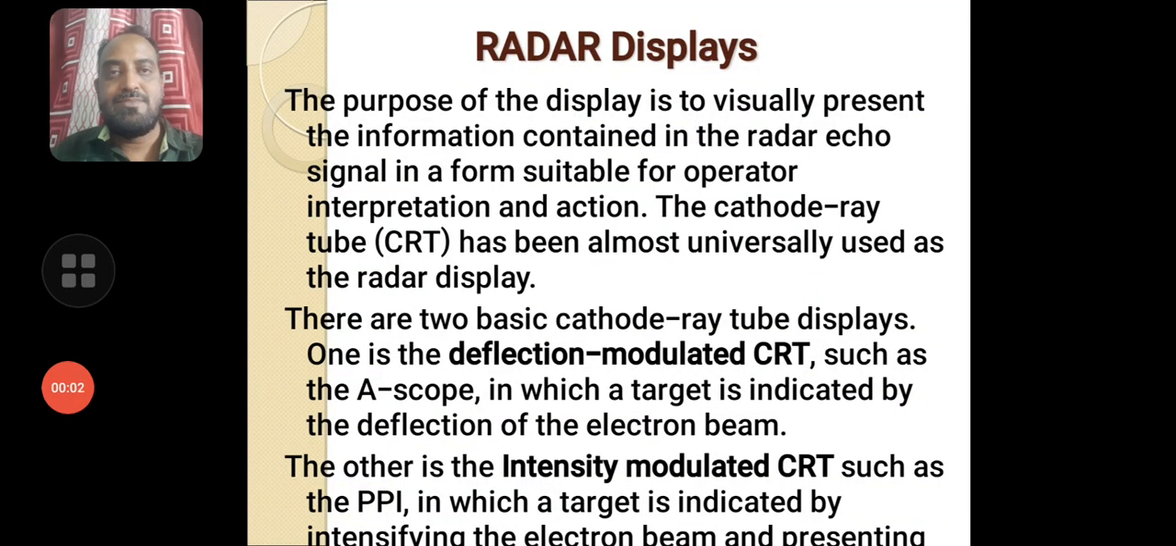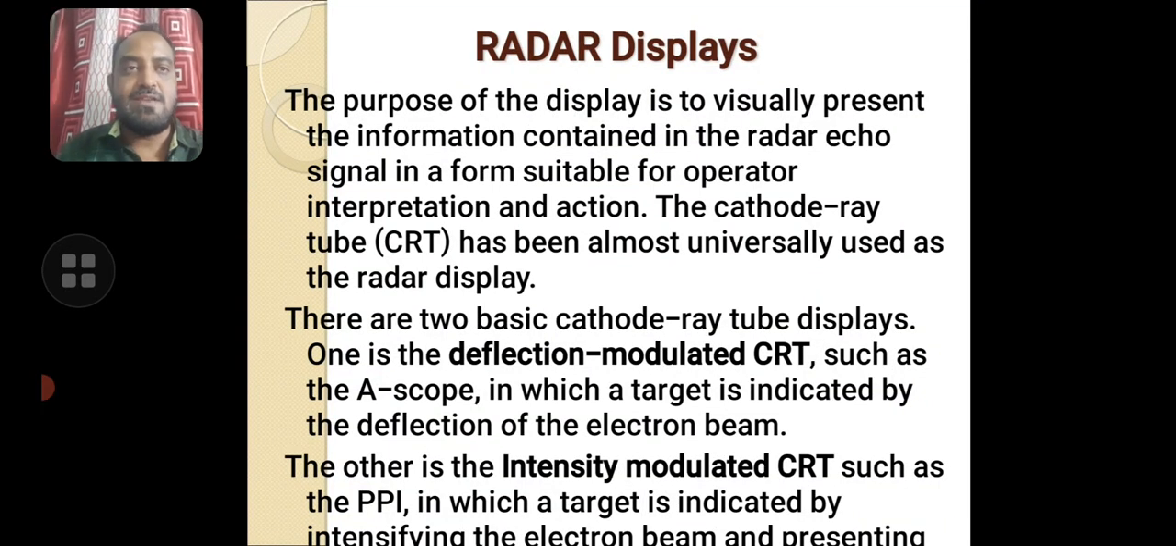Hello, the topic of this lecture is radar displays. The main function of the radar display is to show an indication of the presence of a target and its movement on a display, depending upon the signal that is received, that is, the echo. Echo represents a signal from a target, which should be visualized on a display.